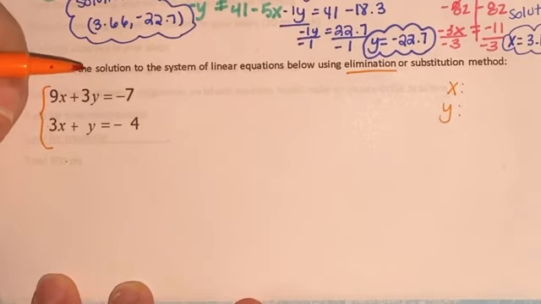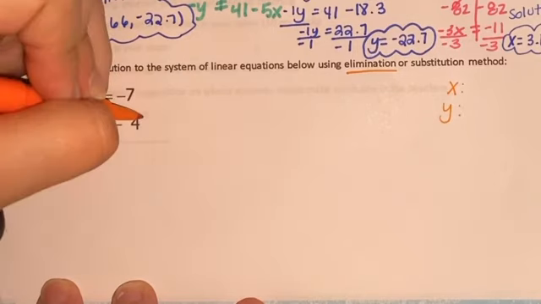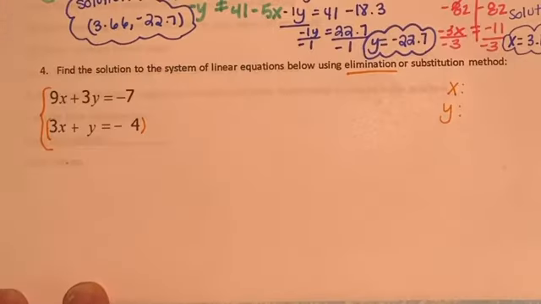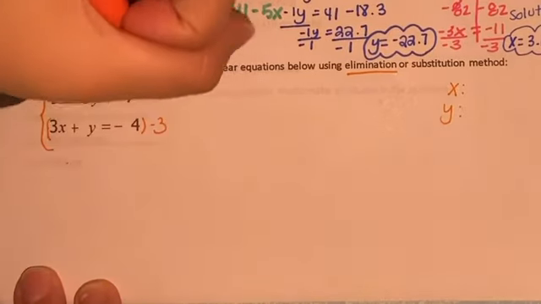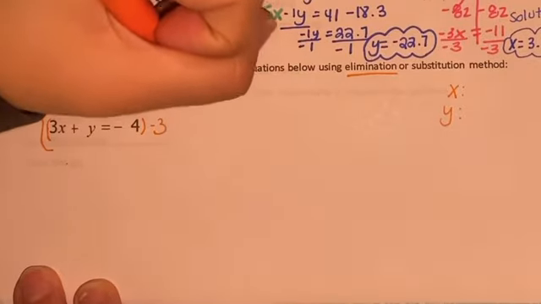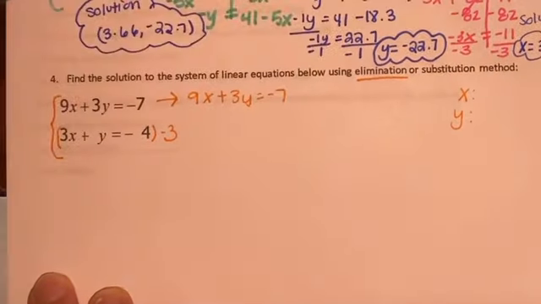So here, we're going to multiply the second equation. I'm going to go ahead and cancel out the y's. So we multiply by negative 3. Then this one will just stay the same. So we do 9x plus 3y equals negative 7.